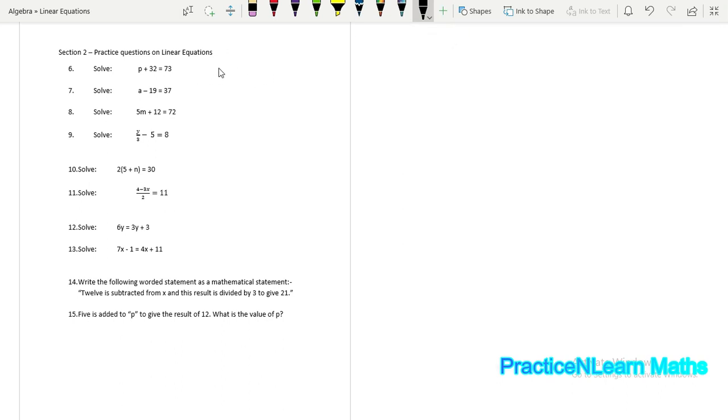Now, it is p plus 32 is equal to 73. I need to subtract 32 from both sides to isolate p. So that I am getting p is equal to 41. 41 is the correct answer.